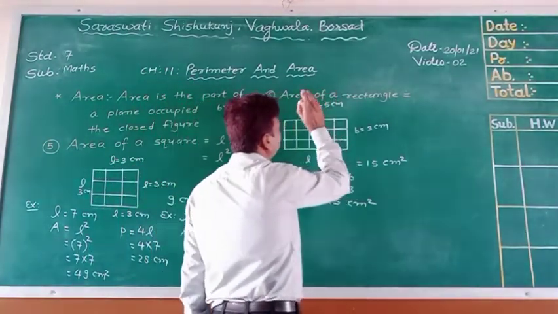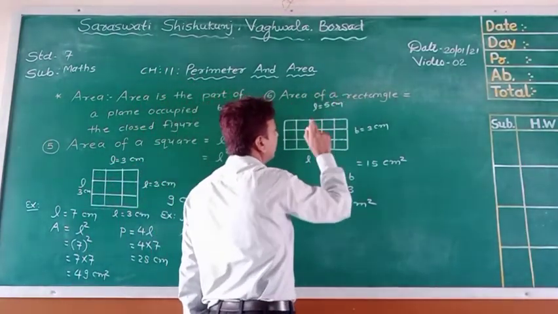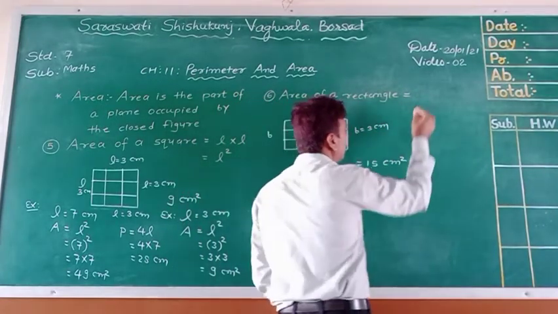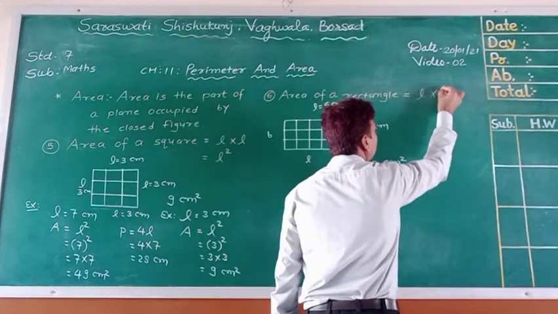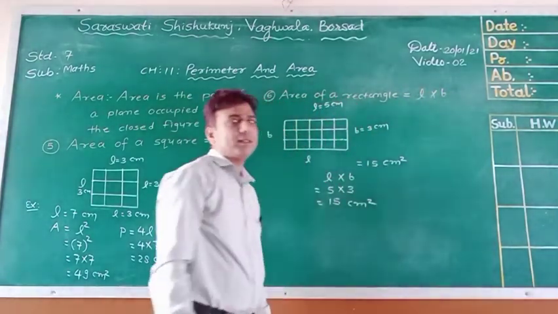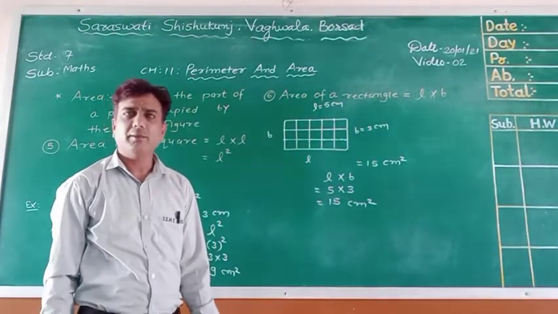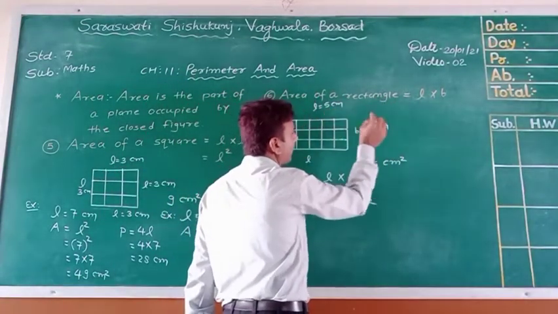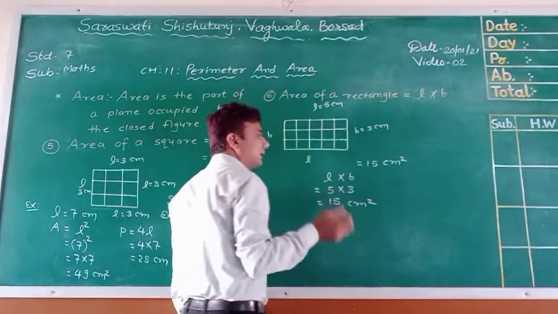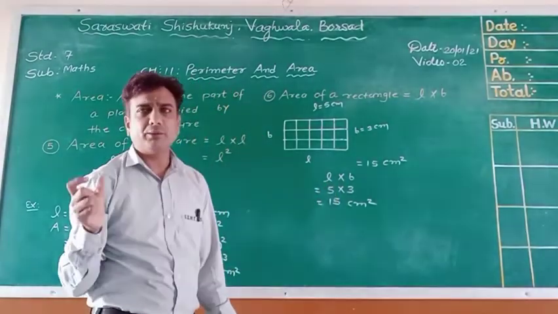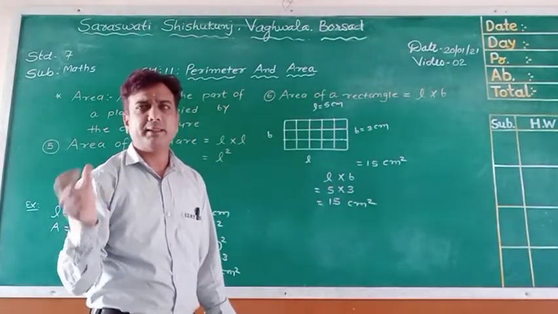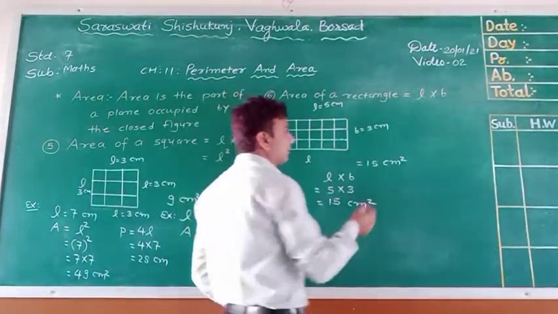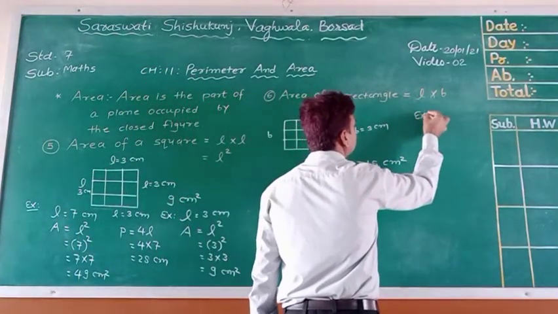How can we find its area? Area of rectangle equals L into B. Always we multiply length and breadth, then we can find its area easily. See, suppose this is 5 centimeter and this is 3 centimeter. In a rectangle, length measurement is 5 centimeter, breadth measurement is 3 centimeter, and we want to find its area. So simple, we can use this formula.